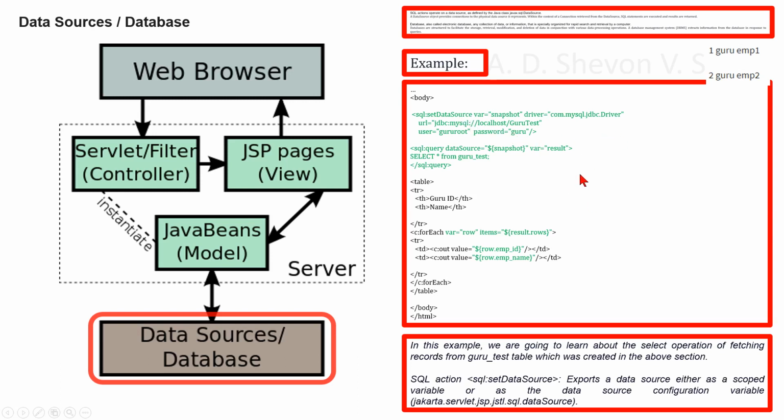Here we are connecting the data source, and here naming variables, and the driver has the JDBC driver here. Also adding username and password with Guru root and Guru. Here we are using the SQL query of the select query.